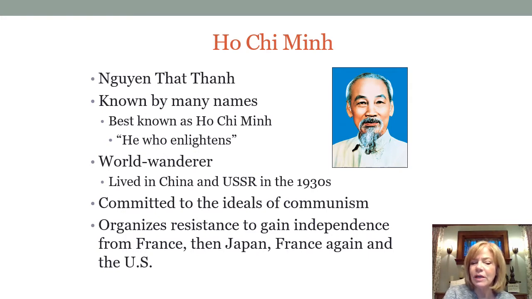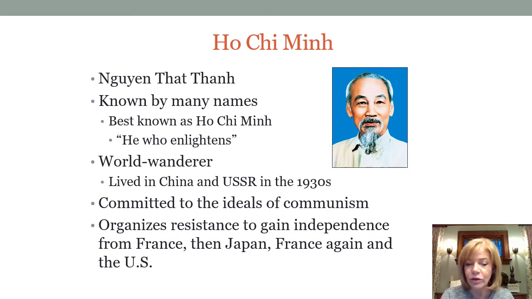Also, Ho Chi Minh had communist leanings. Now, the Communist Revolution happened in Russia in 1917, and it appealed to many people throughout the world, especially those under the oppressive governments of imperial powers. So Ho Chi Minh, who is a Buddhist, his name was Ngo Tak Thong, but people call him Ho Chi Minh, which means he who enlightens. So he's like a teacher, he enlightens people.